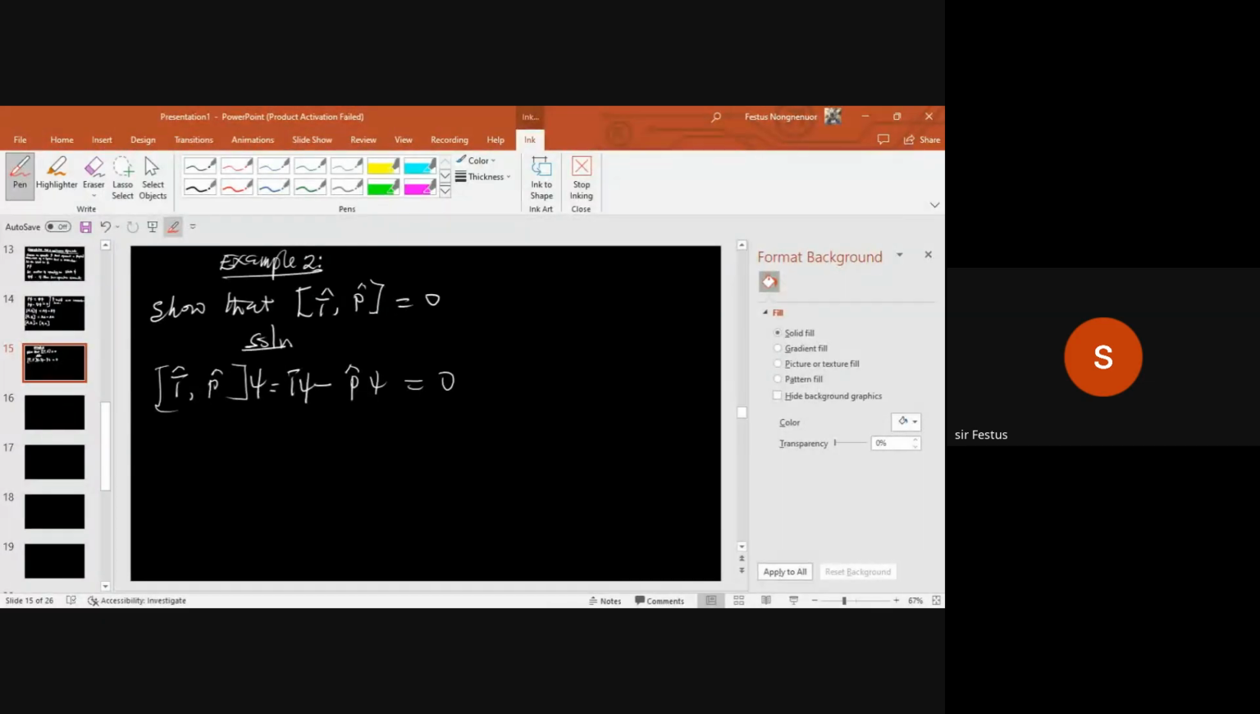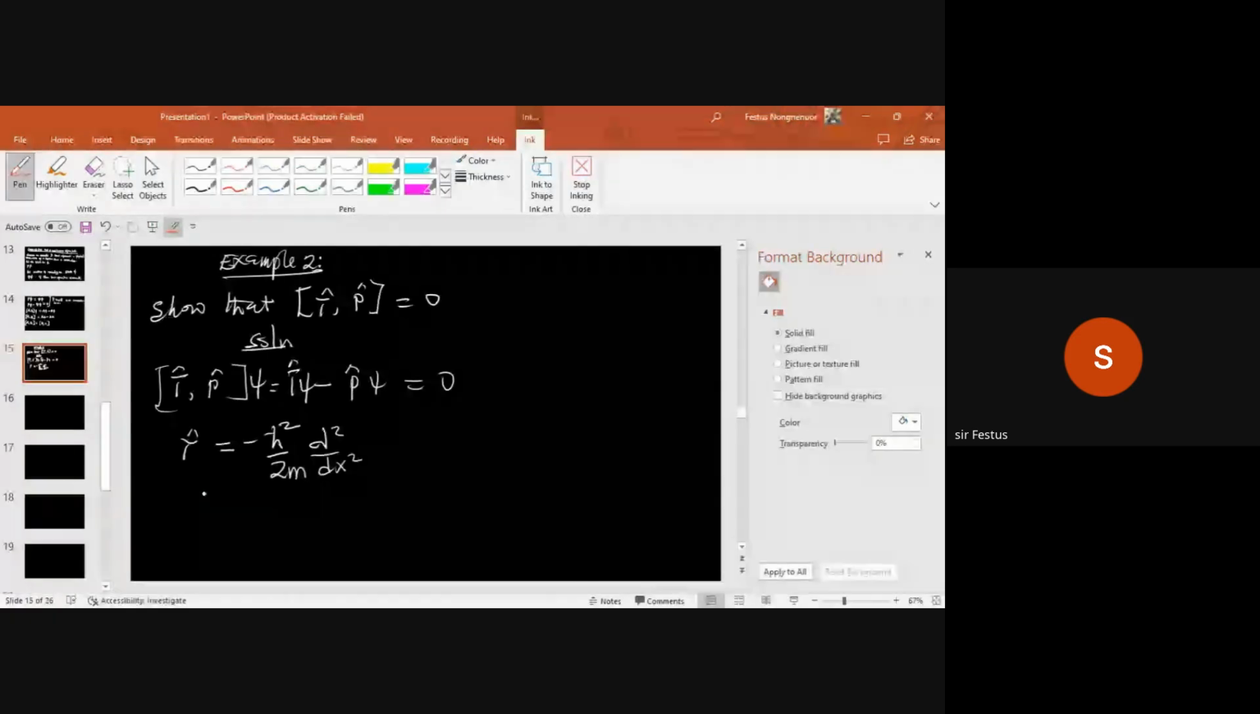Now, what is the definition of the T operator? The T operator is defined as minus h bar squared over 2m, then d squared over dx squared. Then your momentum operator is defined as minus i h bar d/dx. We saw this earlier. Now you substitute this into the expression here.